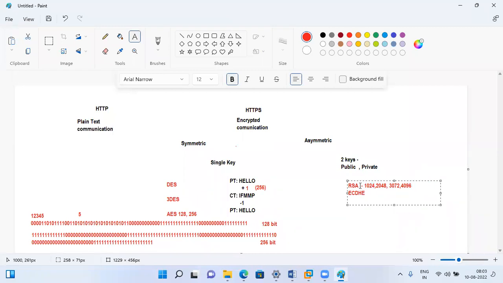And what does RSA stand for? RSA is an algorithm that has been discovered by three gentlemen. Okay, so the algorithm has been named with all three of their names: Rivest, Shamir, and Adleman. These three people discovered and invented this algorithm. Okay.